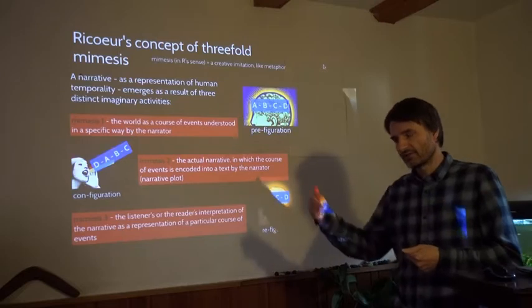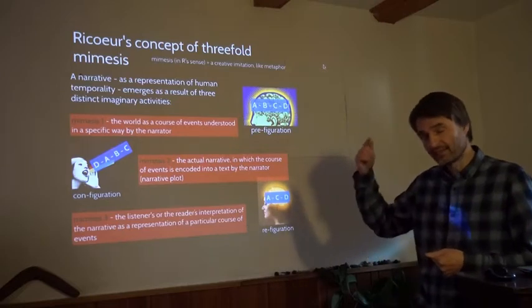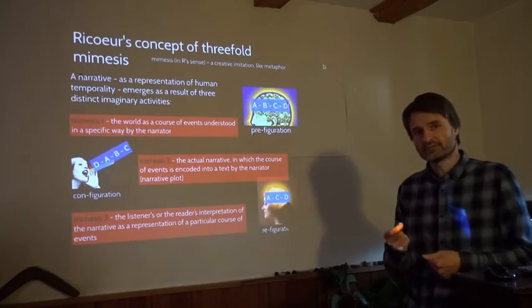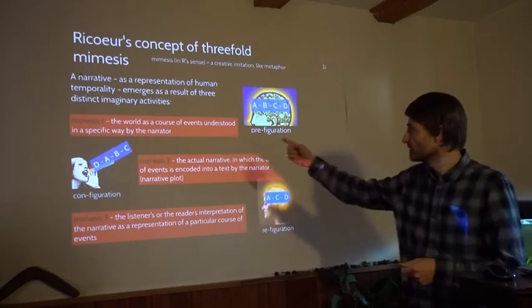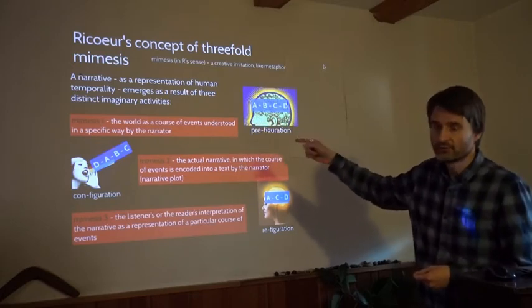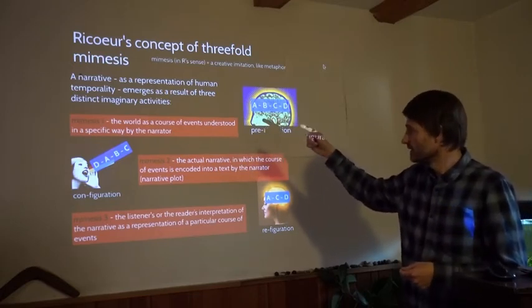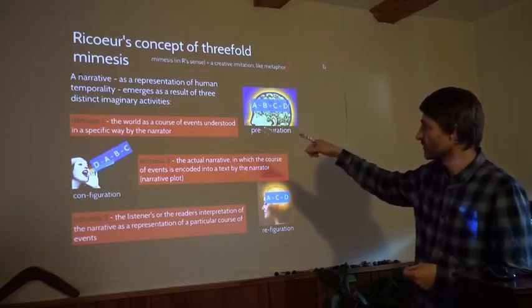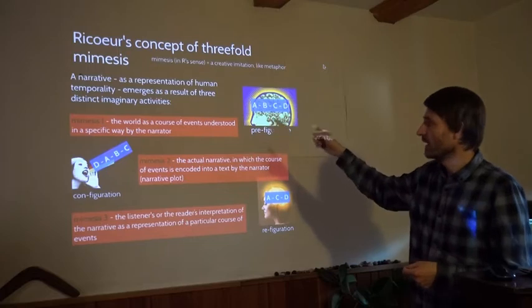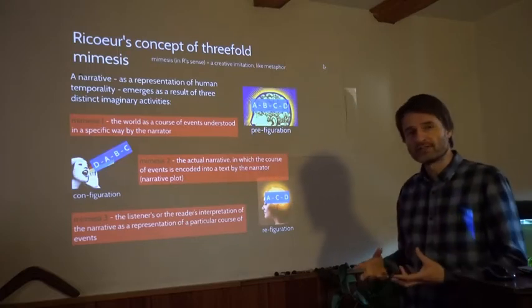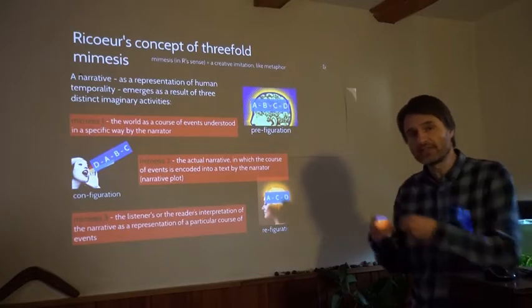They cannot make it in their head. They cannot see the chain of events linked together. So the first thing: to be able to produce narrative, the narrator has to see the world as a course of events, and he must understand it in a specific way to be able to narrate it.